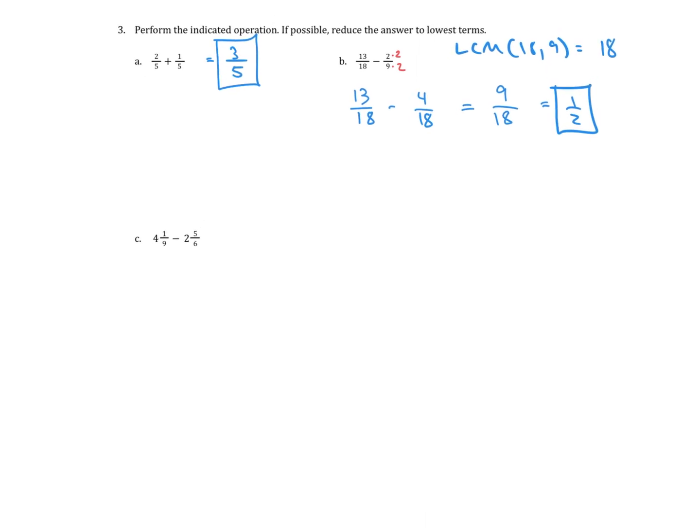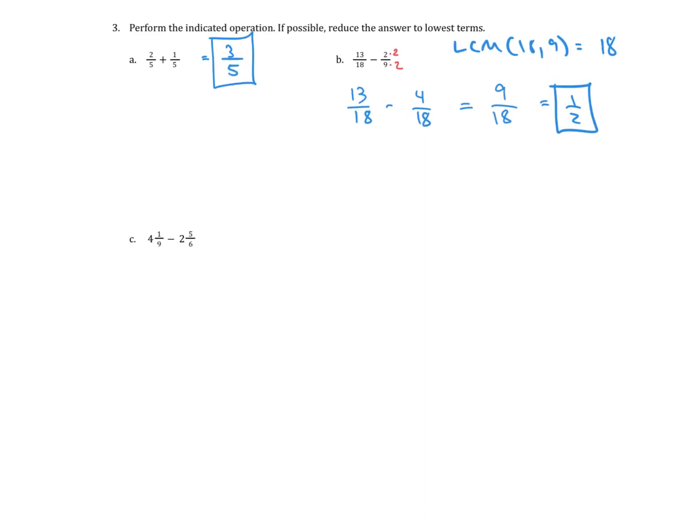And in this last example, there are different ways to do this, but let's stick with what we've been doing where we change mixed numbers to improper fractions. 9 times 4 is 36, plus 1 is 37 over 9. And 2 times 6 is 12, plus 5 is 17 over 6.